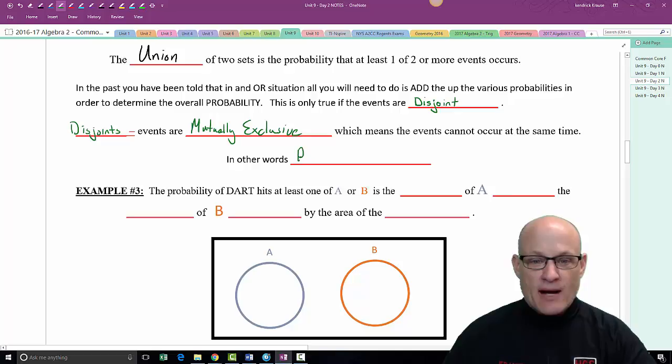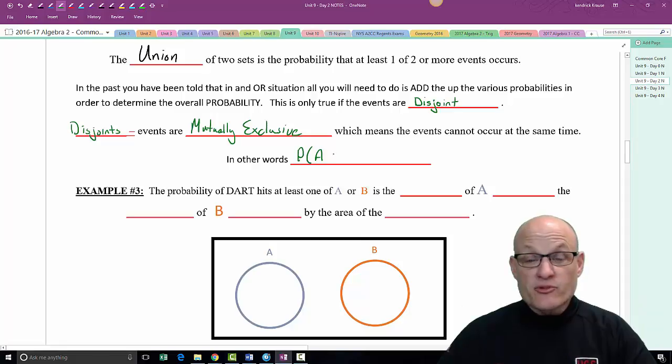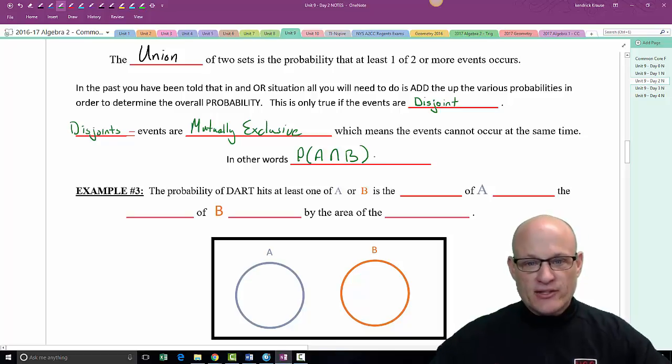In other words, the probability of A and B cannot occur at the same time. You remember, in an AND event or an intersection event, the probability is you multiply them, but the probability of them both happening at the same time is 0.